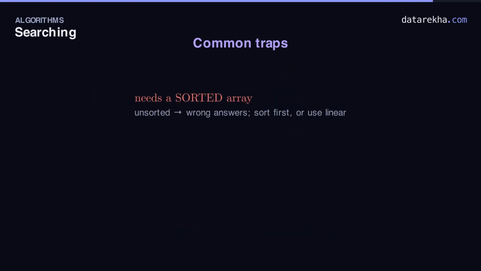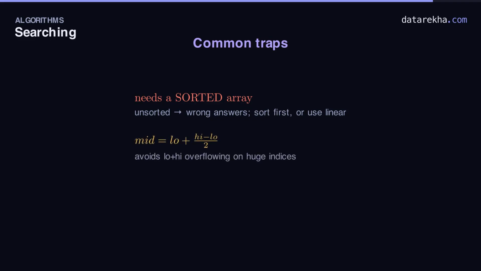Trap 1, the deadly one. Binary search demands sorted input. On unsorted data, its decisions are meaningless and it will miss keys that are present. If the data isn't sorted, either sort it first or just use linear search.